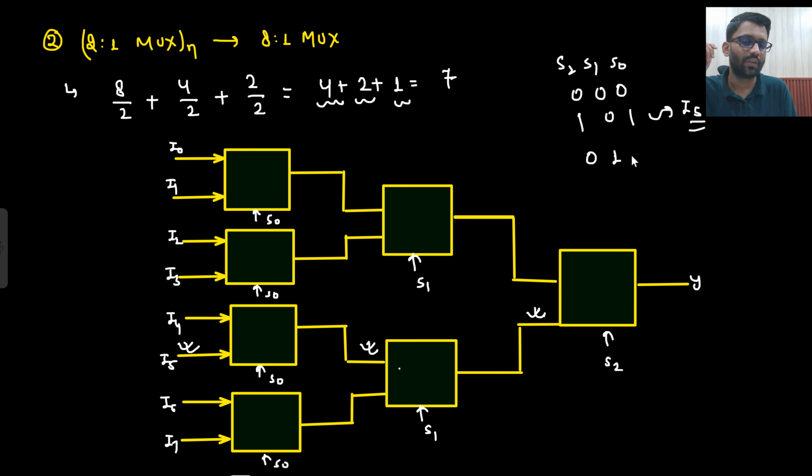Let's take another example, 0, 1, 1. If S2 is 0, it will look at this. Now I will look at this mux only, because I am not getting the output from the other mux, I am getting it from this mux. Now if S1 is 1, this will come, and if S0 is 1, then I3 will come. So I3 will travel in that manner, and this is I3 only. So always S2 will be near to the output. Okay.